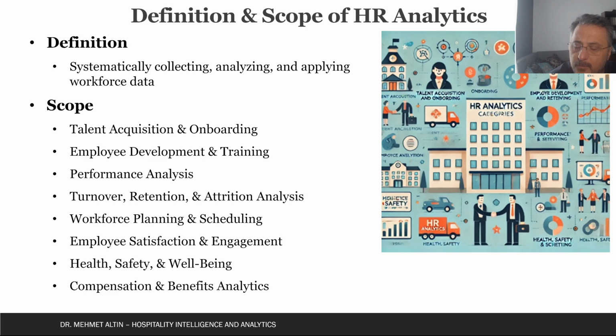Now, if you look at performance analysis, how do you know which employees are excelling and which ones need support? HR analytics might be able to track performance metrics at both individual and team levels, identifying strengths, weaknesses, and areas for improvement. For example, this could mean analyzing service speed at a restaurant, guest feedback on hotel staff, or efficiency in housekeeping tasks, right?